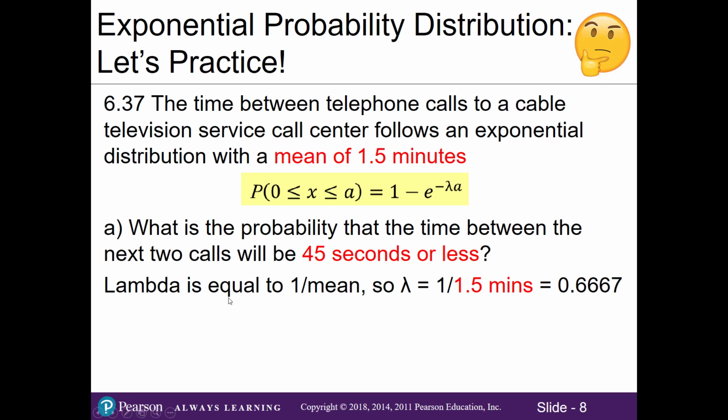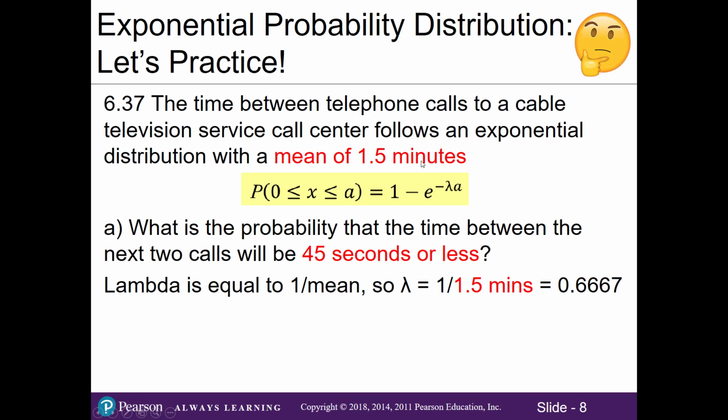So our lambda is equal to 1 divided by the mean. And so we're going to take 1 divided by 1.5 minutes, and that gives me a lambda of 0.6667. Lambda and the mean are inversely related to each other.